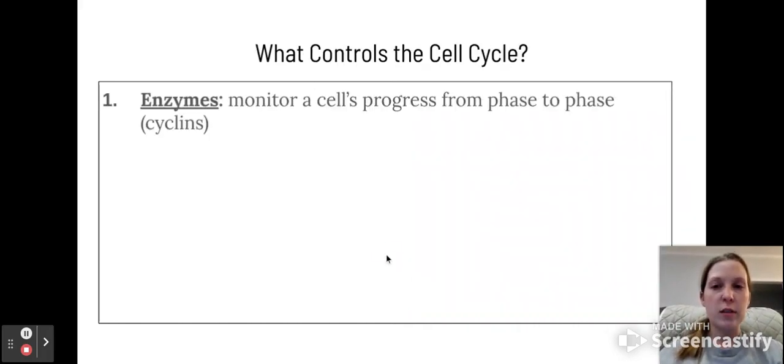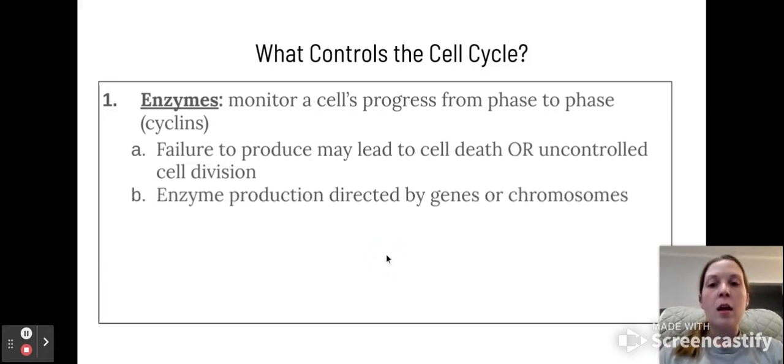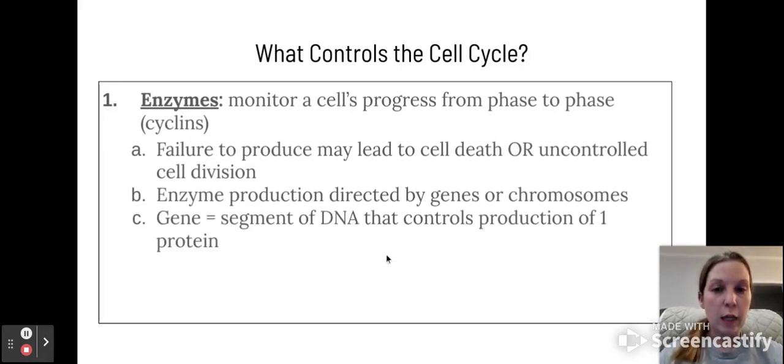And then what controls the cell cycle? So we said earlier that enzymes have to be formed before this can happen. And that's because they monitor the cell's progress from phase to phase. So these are called your cyclins. And failure to produce them may lead to cell death or uncontrolled cell division, which we'll talk about as a mistake in the cell cycle. Enzyme production is directed by the genes or the chromosomes, so they know what is needed to perform this task. And then remember that genes are segments of DNA that control the production of one protein.